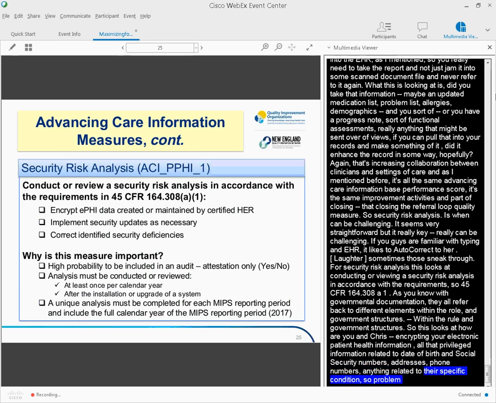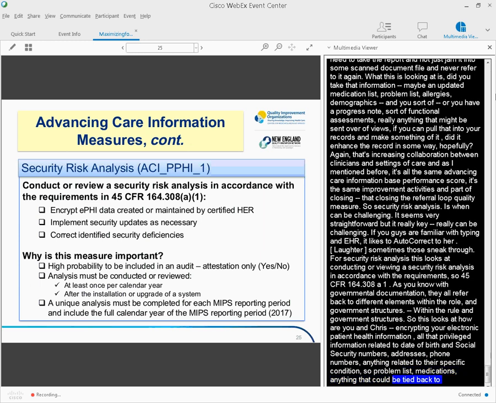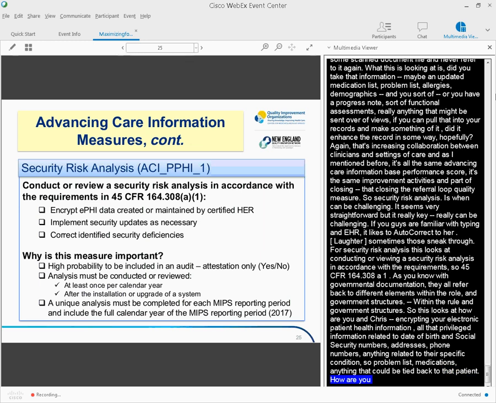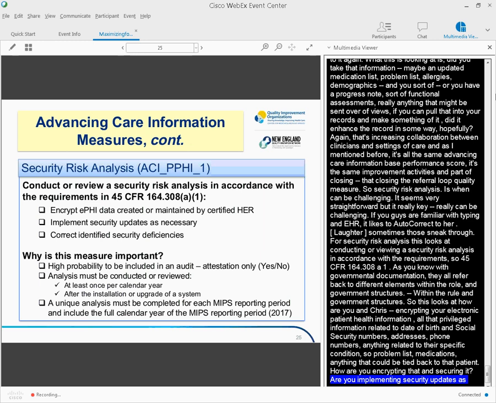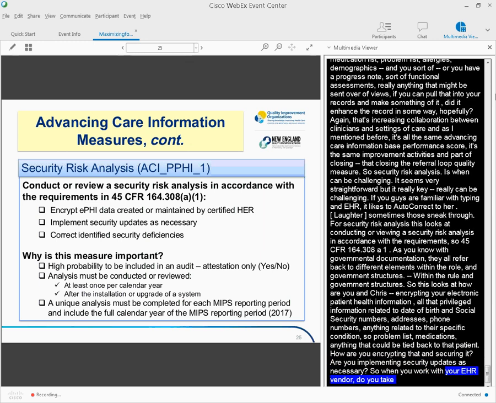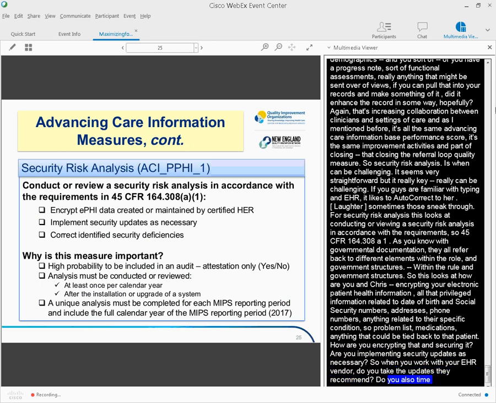How are you securing it? Are you implementing security updates as necessary? So when you work with your EHR vendor, do you take the updates that they recommend? Do you also time out your EHR system at the appropriate time? So let's say you step away from the computer, does it automatically log out, or does it take 2 minutes? How often do you require password updates?